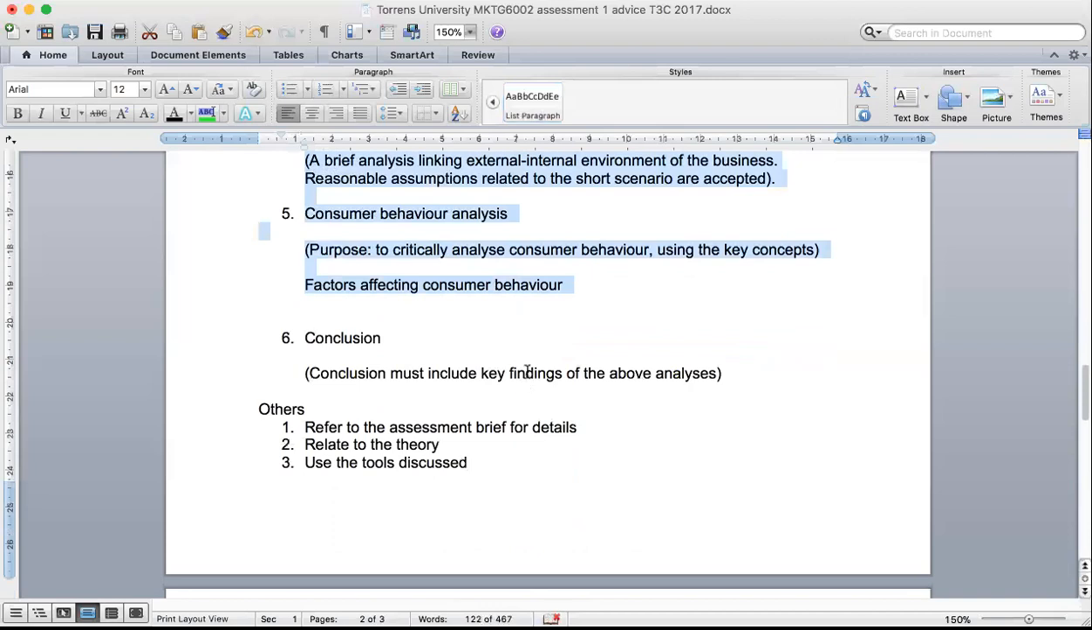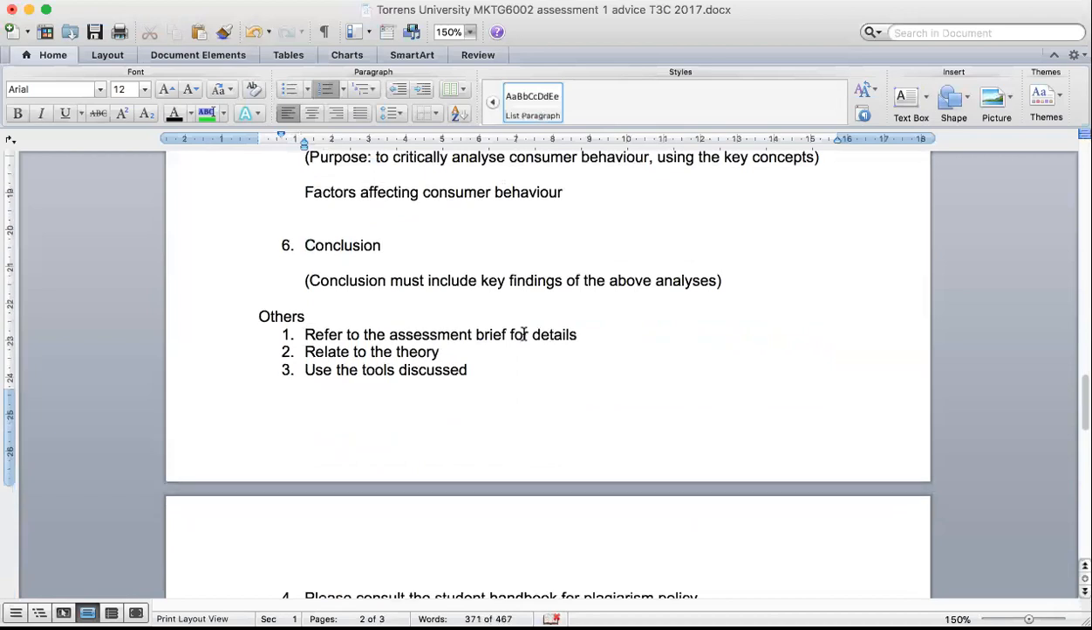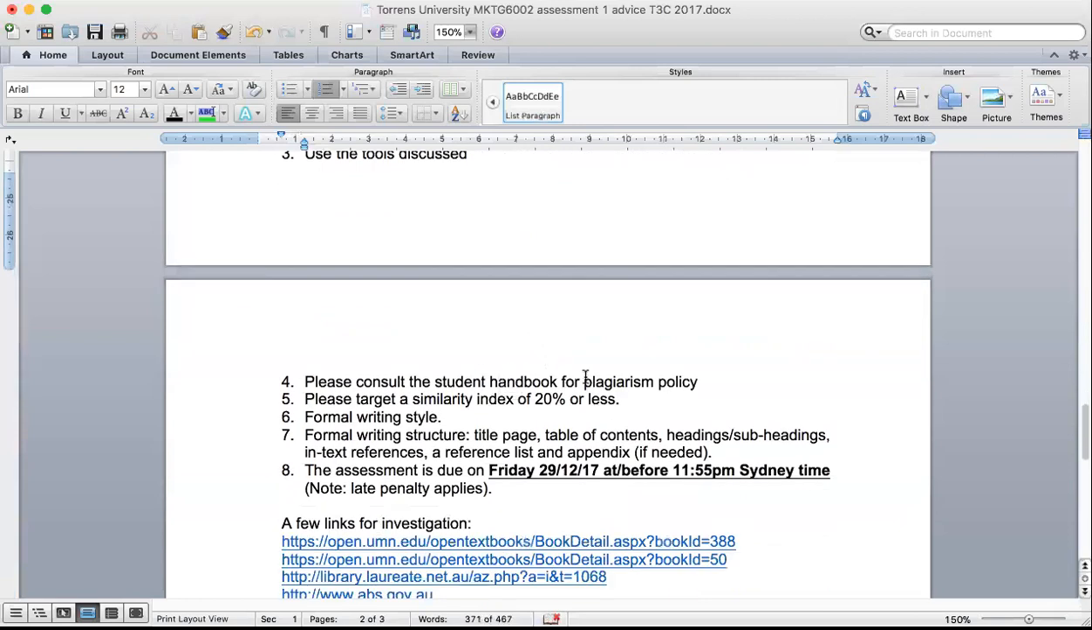The other things that I'd like to highlight to you is please refer to the assessment brief for details and relate to the theory. Use the tools discussed. Please check your student handbook for plagiarism policy. Therefore, you need to insert references and please paraphrase. Please target a similarity index of 20% or less. So maximum 20%. I would appreciate it if you can do less.